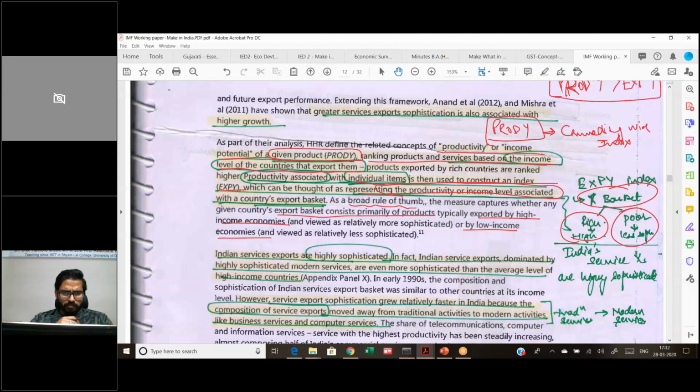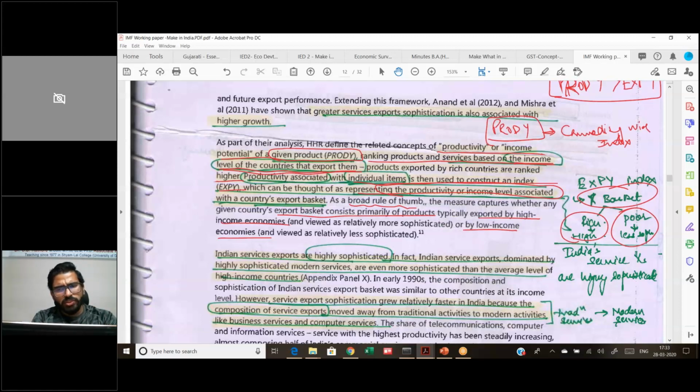Take the case of very latest technologically embodied defense material. Take the case of the 5th generation fighter jet. The 5th generation fighter jet will be exported by a country like the US, a country like Russia, and moreover a country which is actually manufacturing it, China. Or take a service like AI on cloud, artificial intelligence on cloud, which is a service being exported by rich countries. So ranking products and services is based on the income level of the country that exports them. Products exported by rich countries are ranked higher.